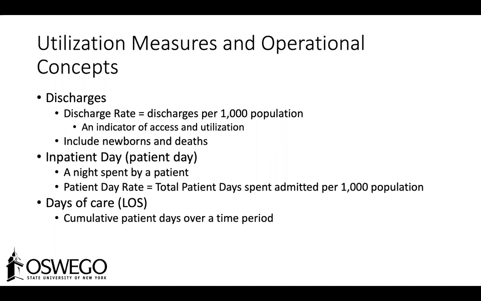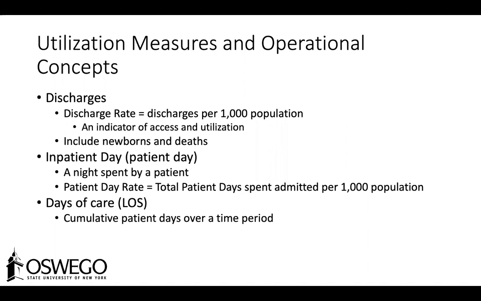There are two main ways that we'll be looking at utilization. The first is our discharge rate. So this is simply discharges per 1,000 individuals. This is exactly how our Sparks data set is set up. Every row indicates a discharge. We also, though, are going to be really interested in something called a patient day rate.